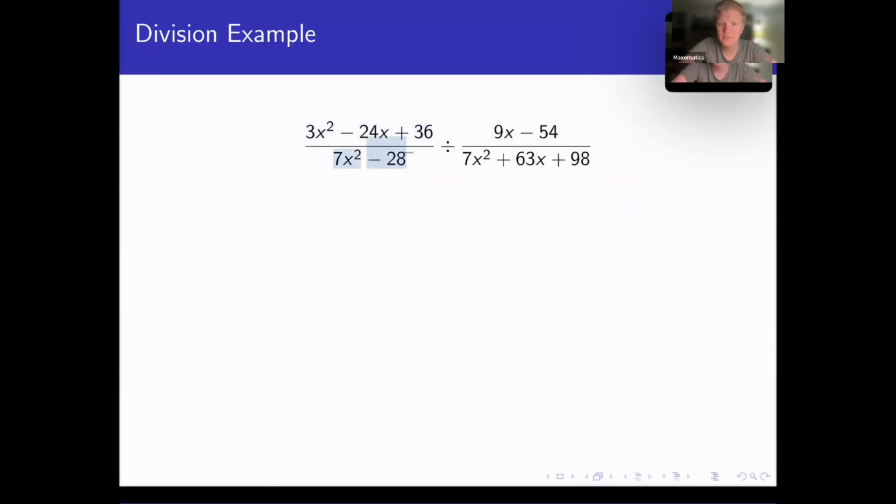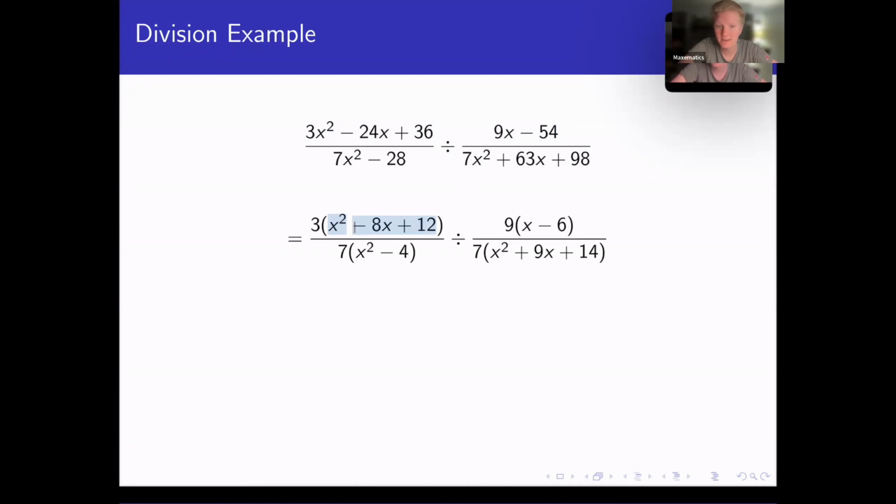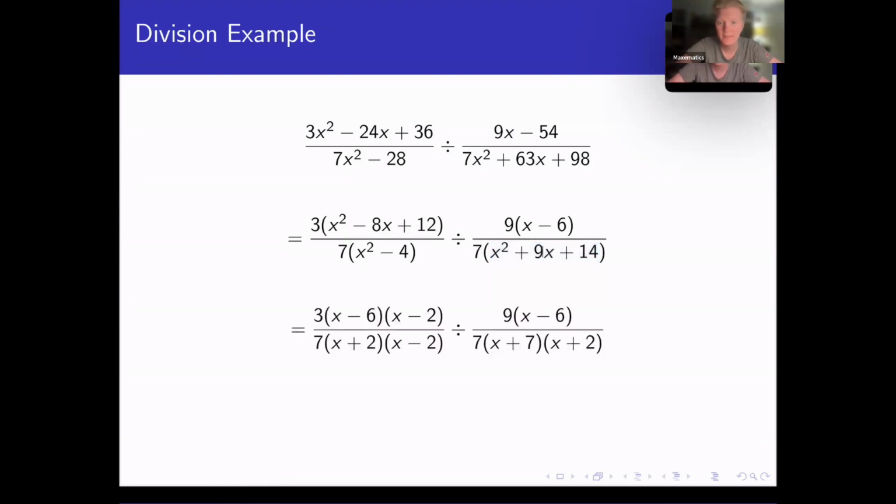Both of these are divisible by 7. Let's factor out 7. Both of these divisible by 9. Factor out 9. All of these divisible by 7. Factor out 7. Here, AC method, what two numbers multiply to positive 12 and add to negative 8? Negative 6 and negative 2. x squared minus 4, difference of squares, x plus 2, x minus 2. x squared plus 9x plus 14, what two factors of 14 add to 9? x plus 7 and x plus 2. Okay, fully factored.